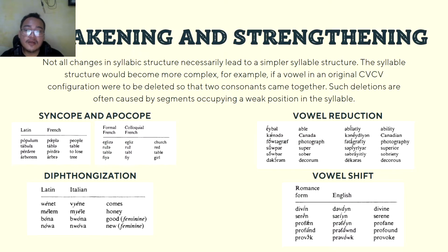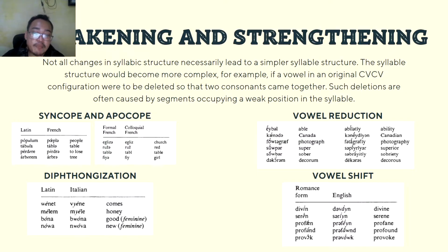The next one is weakening and strengthening. Not all changes in syllabic structure necessarily lead to a simpler syllable structure. The syllable structure may become more complex, for example, if a vowel in an original CV configuration were to be deleted so that two consonants came together. Such deletions are often caused by segments occupying a weak position in the syllable.